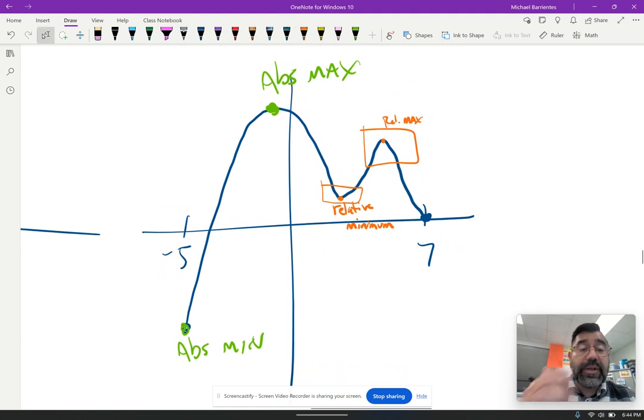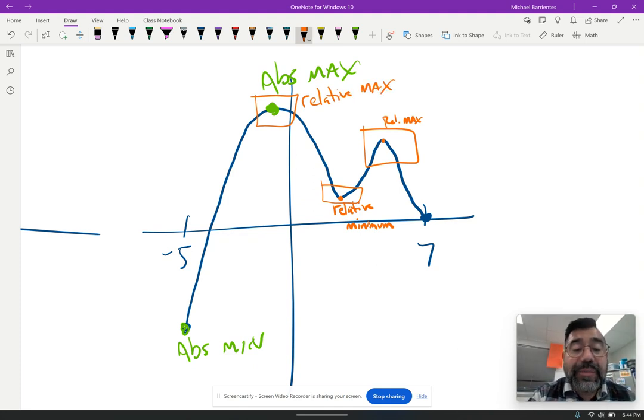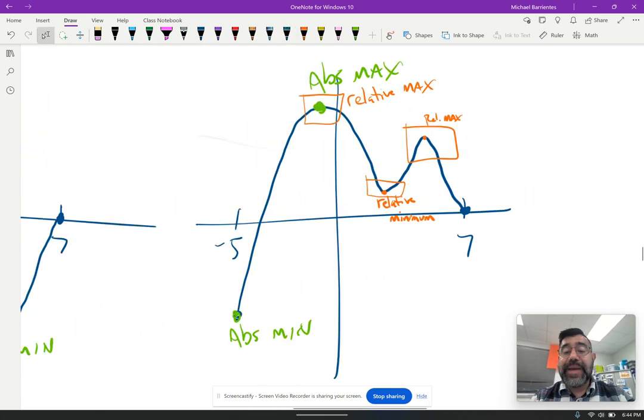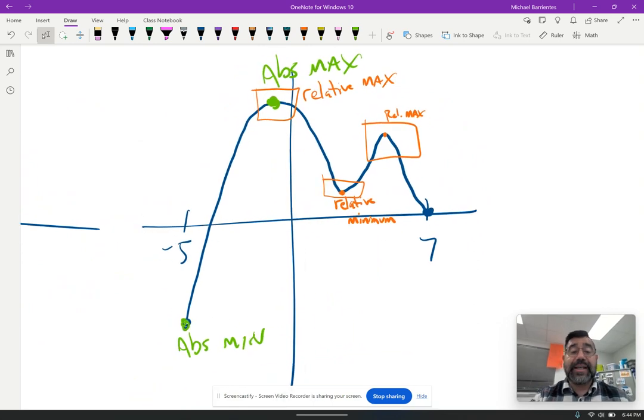Now, some people would argue that this is also a relative min, and I would say it is a relative max, because in this little neighborhood of points, if I create a little window and zoom in, it is the tallest point. It is the highest point of that part of the graph. It happens to be the tallest point out of the whole defined graph, but it is also the highest point there. And so I want you to see the difference between a relative max and relative min versus an absolute max and an absolute min.